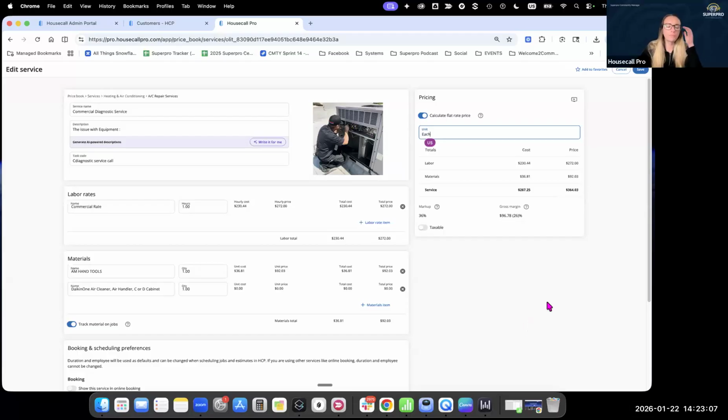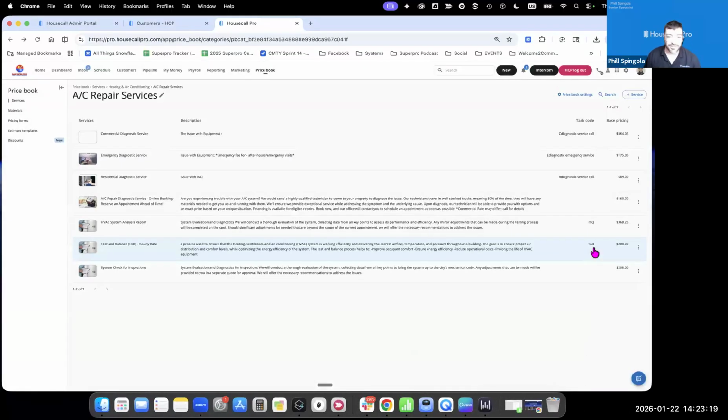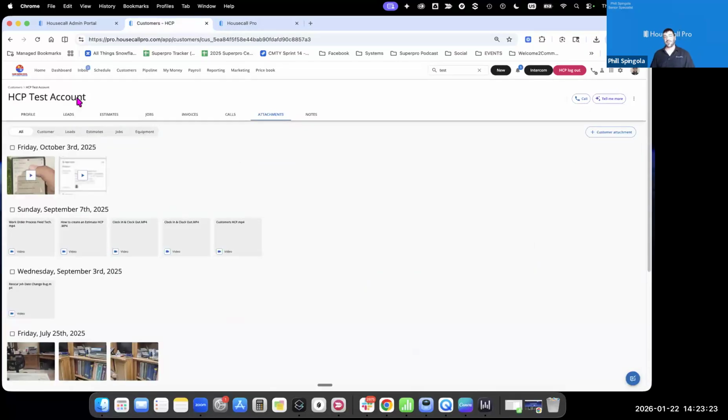And do you want to show what this looks like when we add it to a job? Yeah, if you want to go ahead and save it. Let's see, that's commercial diagnostic service. All right, so then let's go ahead and add it to a job.